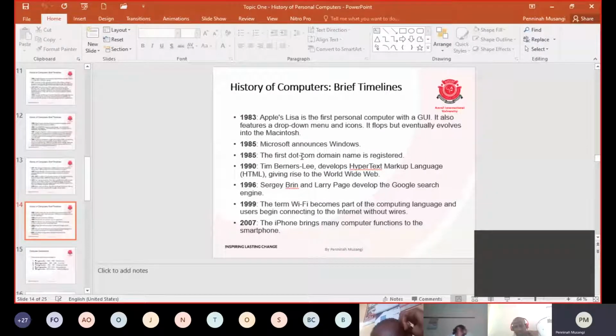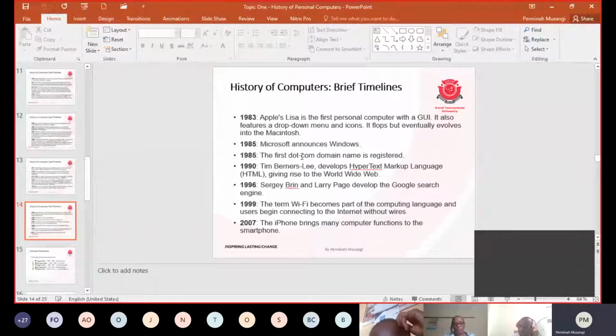In 1990, Tim Berners-Lee developed what we call hypertext markup language, HTML. The development of this language is what gave rise to the World Wide Web, WWW, which was enabled by the use of HTML, developed by Tim Berners-Lee.